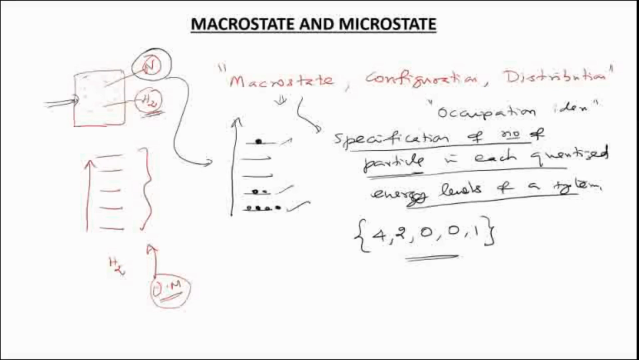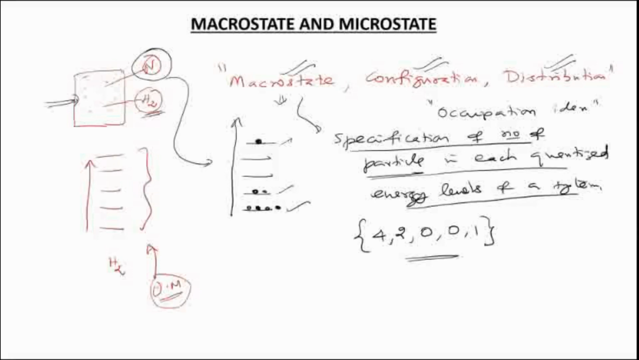So at a given temperature, at a particular time, each and every level has some number of particles. If you specify the number of particles in each level, that specification is what we call a macrostate, also called configuration, also called distribution. So what is a macrostate? A macrostate is nothing but the specification of the number of particles in each quantized energy level. Try to understand the meaning of this.